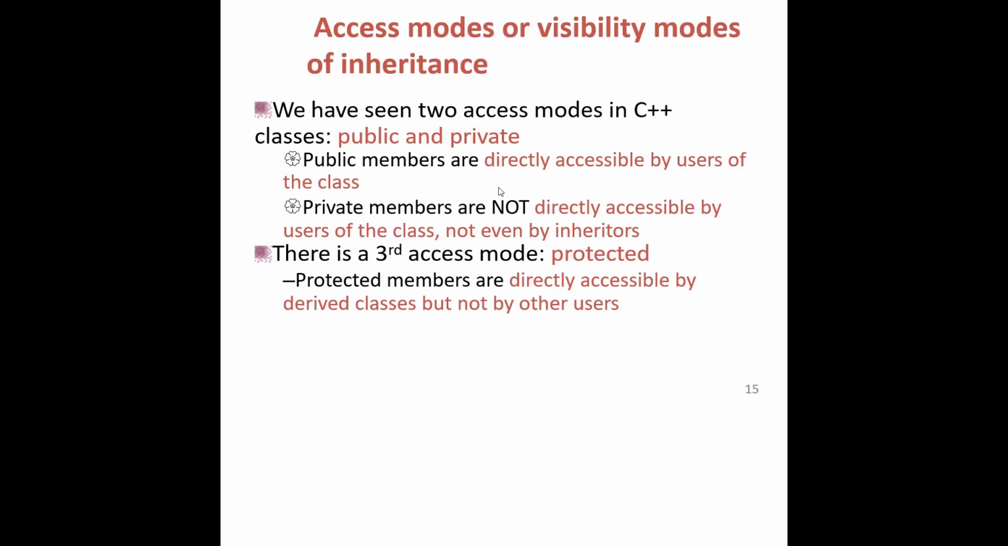Access mode or visibility mode of inheritance. We have seen two access modes in C++ classes: public and private. Public members are directly accessible by users of the class, whereas private members are not directly accessible by users of the class, not even by inheritors.